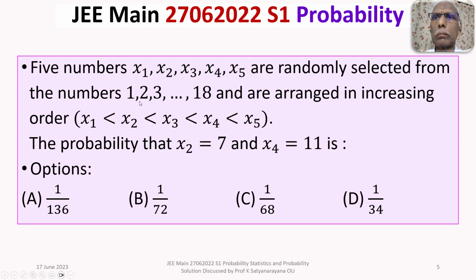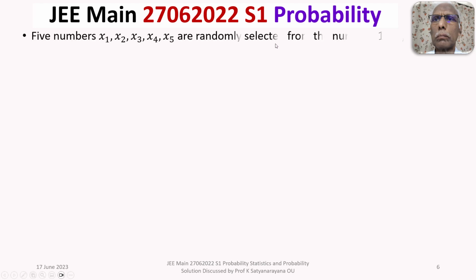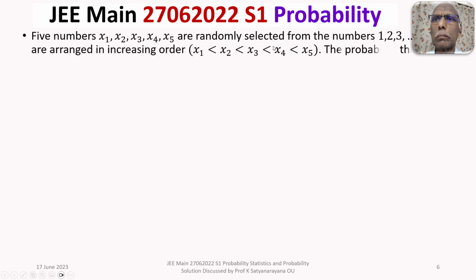We are given 18 numbers. They are 1, 2, 3 up to 18. From this, 5 numbers x1, x2, x3, x4, x5 are randomly selected and arranged in increasing order. Now, we have to find the probability that x2 is equal to 7 and x4 is equal to 11. That's our given question. Let's now discuss the solution of the problem in detail.